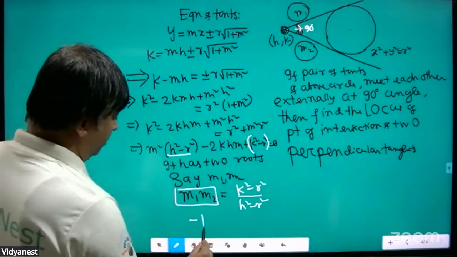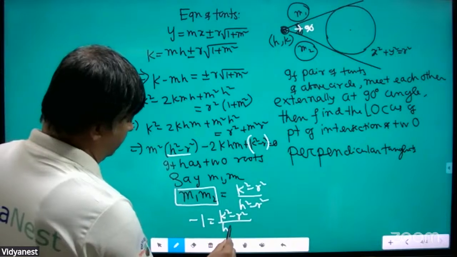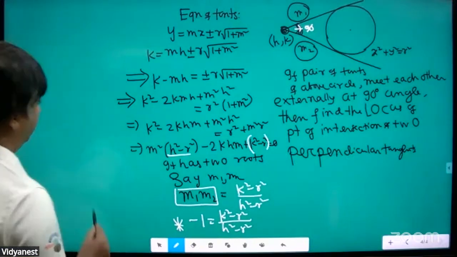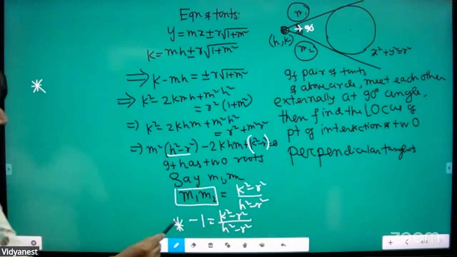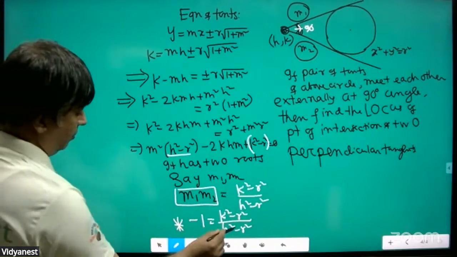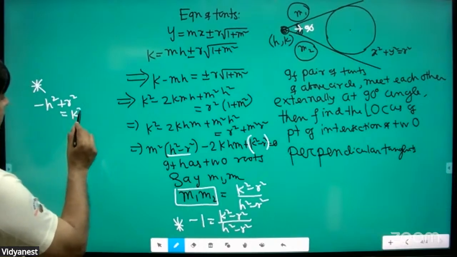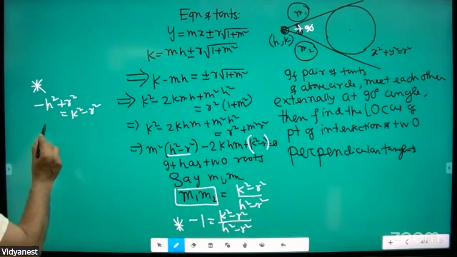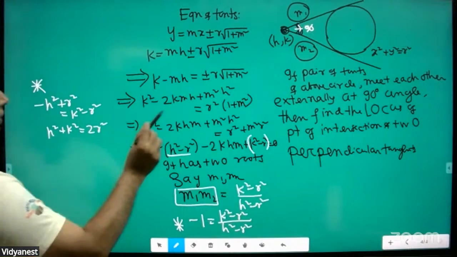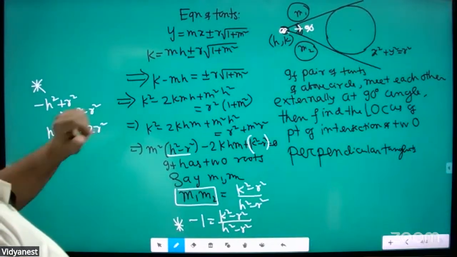So cross multiply. Cross multiply. -1 into h square minus r square is equal to k square minus r square. So h square plus k square is equal to 2r square. So how are h and k related? h square plus k square is 2r square.